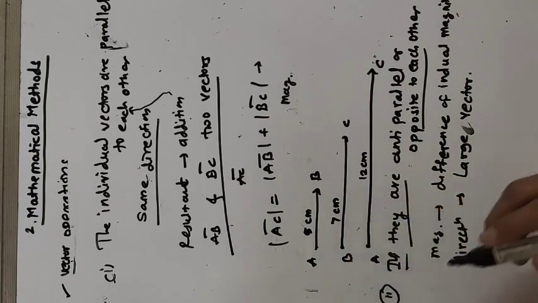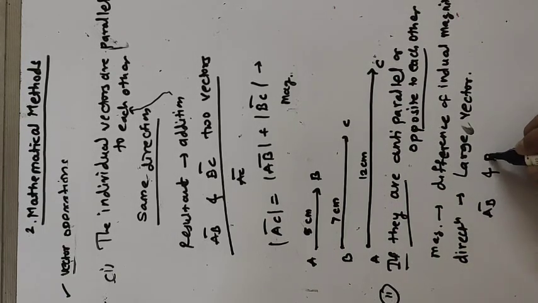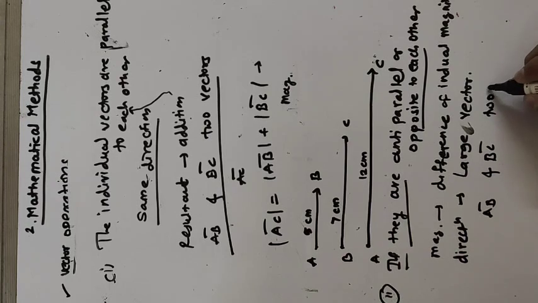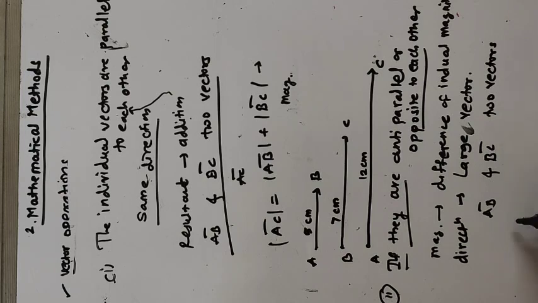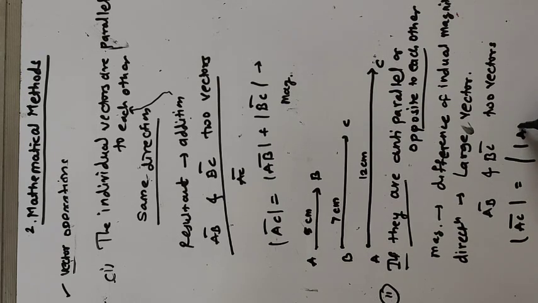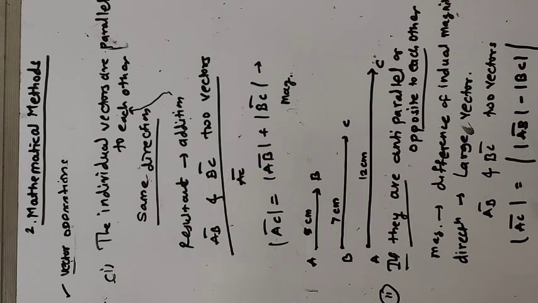Now again we consider the same example, that is AB bar and BC bar are two vectors, and AC bar is their resultant. Now it can be written as the magnitude of AC bar is equal to the magnitude of AB bar minus the magnitude of BC bar. The difference of the individual magnitudes is the magnitude of the resultant. And then the direction.